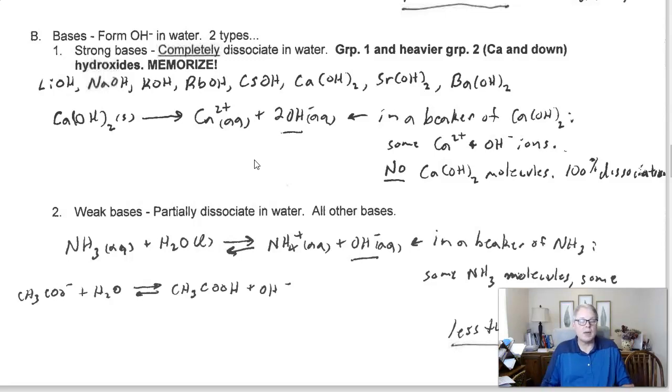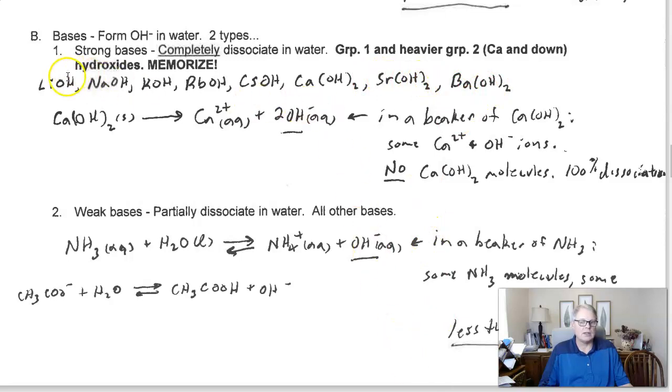Your strong bases are your group 1 and heavier group 2. And when I say heavier group 2, I mean calcium on down hydroxides. You need to know those on sight. If you've got to have them written out, that would be lithium hydroxide, sodium hydroxide, potassium hydroxide, rubidium hydroxide, cesium hydroxide, and then group 2 with calcium on down. So calcium hydroxide, strontium hydroxide, and barium hydroxide.